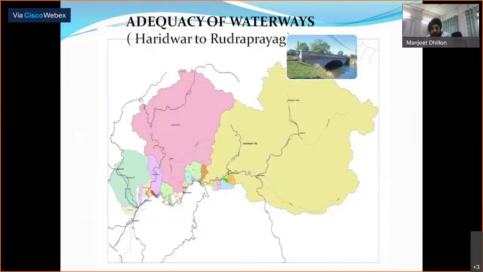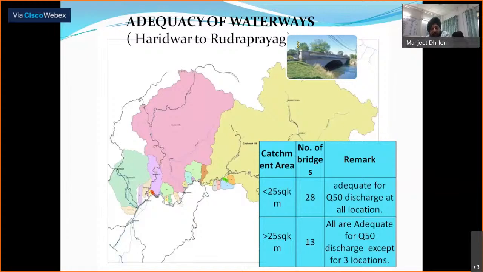And then of course adequacy of waterways is another subject, because most of the bridges have very little span, due to which water heads up on the upstream of the bridges. That is one of the major causes of flooding in Bihar too, and UP and these areas. So this adequacy is our mandate. One of the mandates is checking of adequacy. We were doing it manually. Now we will try to do it.